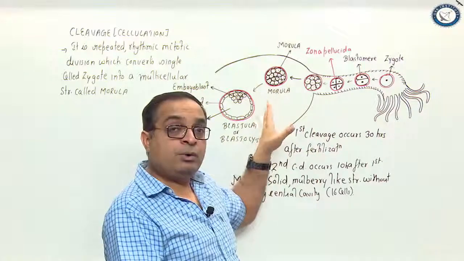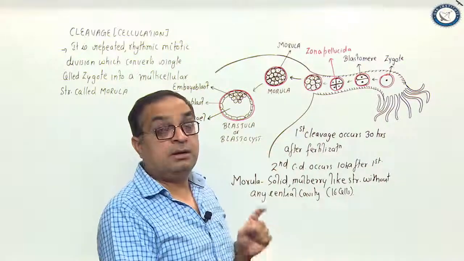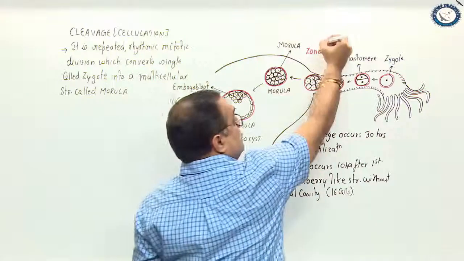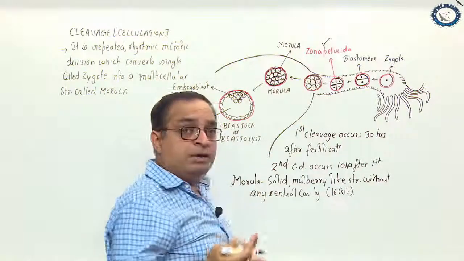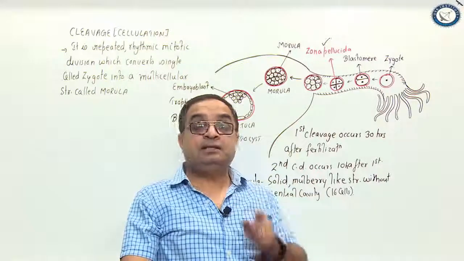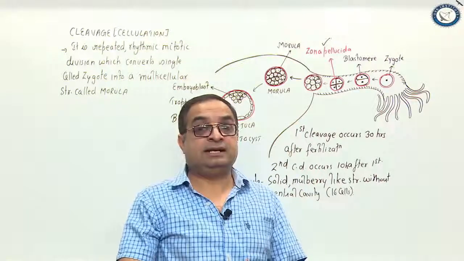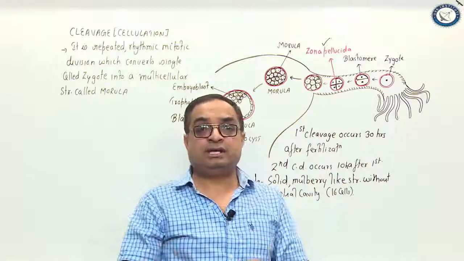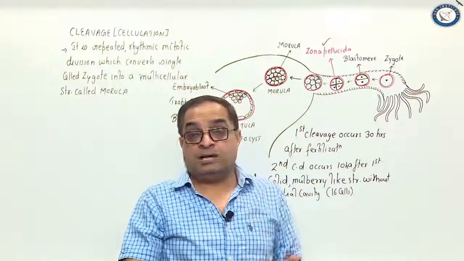The size of morula and zygote is nearly similar. Why? Because this layer, the zona pellucida, a glycoproteinaceous layer, is still intact. Till the time the zona pellucida is intact, the size of that structure cannot increase because the zona pellucida is not allowing that.